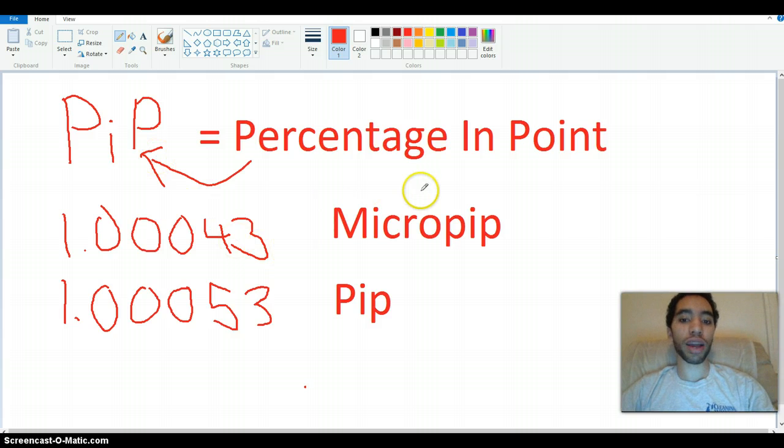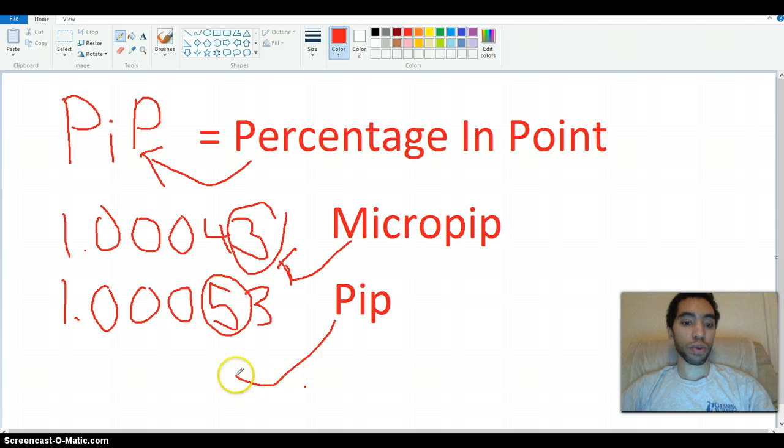All right. So there's actually two types. It's called micro pips and then pip. A lot of people get these confused, so I'm going to break that down to you. What a micro pip is, is this fifth decimal point right here. Boom. That is a micro pip. A regular pip is right here, the fourth decimal. This is important to know, guys, because a lot of people get this confused and they'll say, I'm up 10, 20, 50 micro pips when it'll be pip. Or they'll say I'm up 10, 50 pips when it's really micro pips.